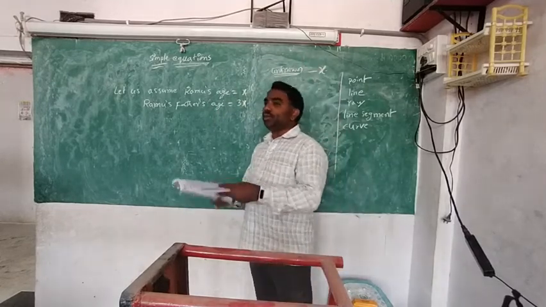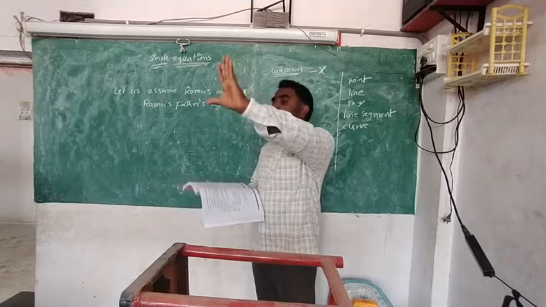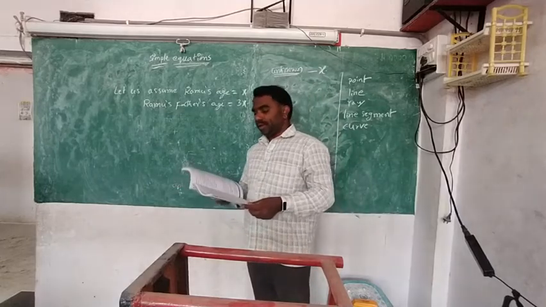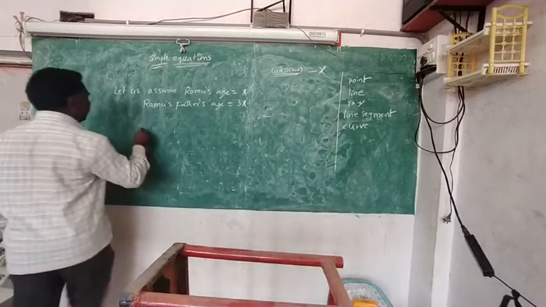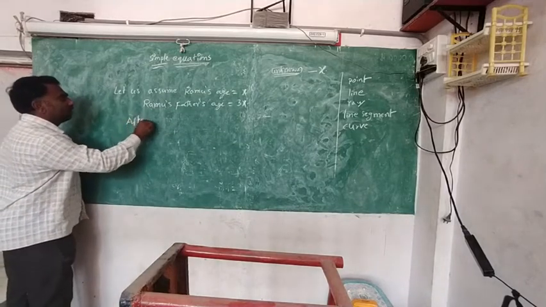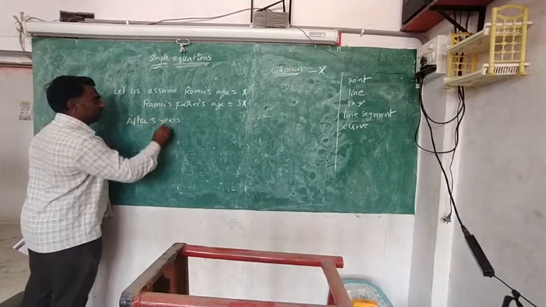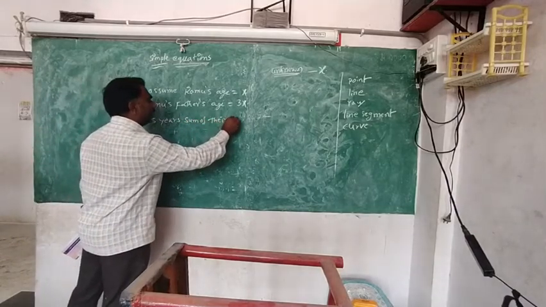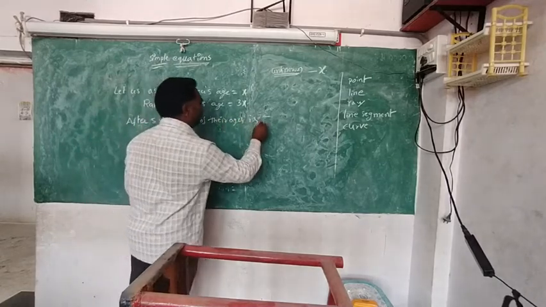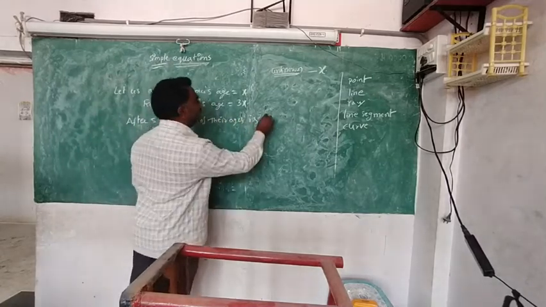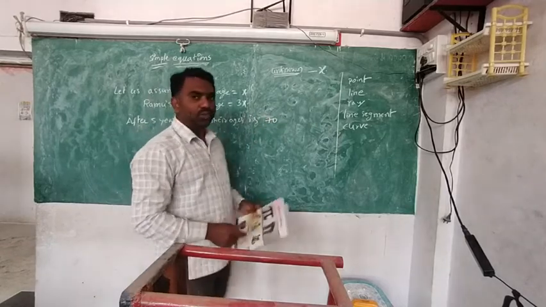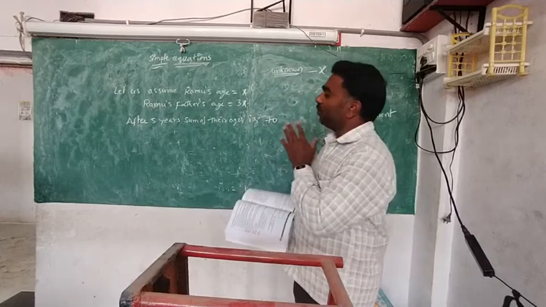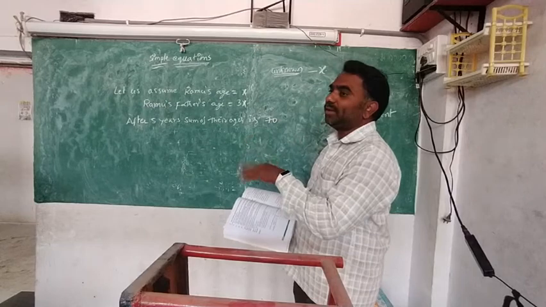Next process is what? You see here what he has given, which is useful to write mathematically. What he said here is: after 5 years, the sum of their ages is 70. This is the sentence we know which is given here. Can you say now how to write that sentence mathematically?